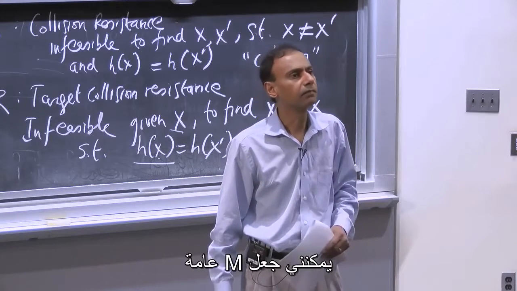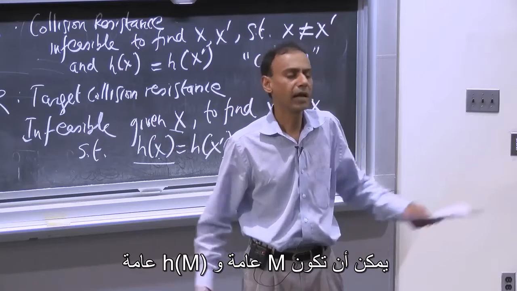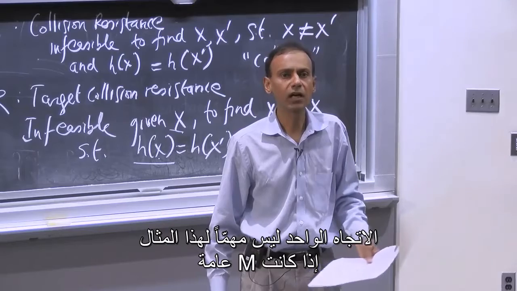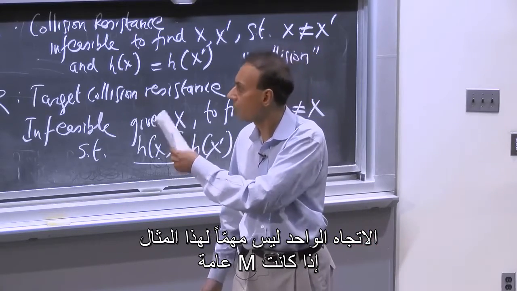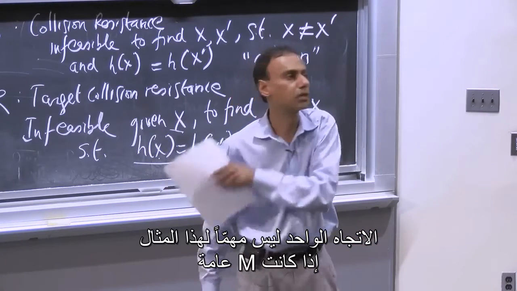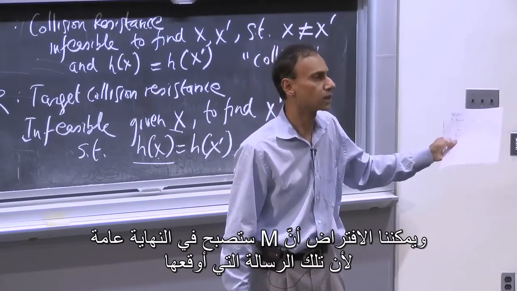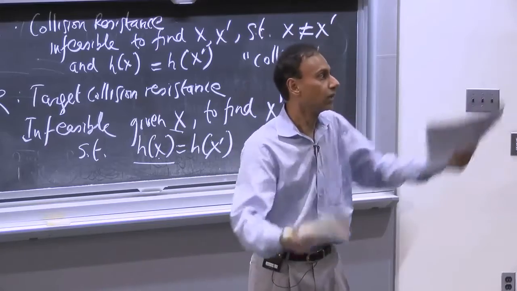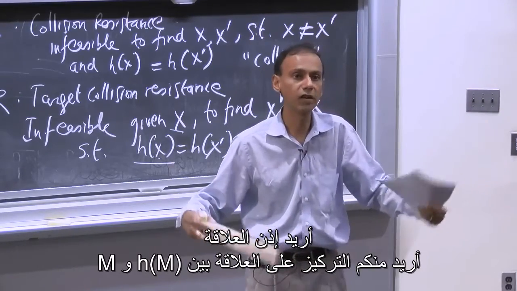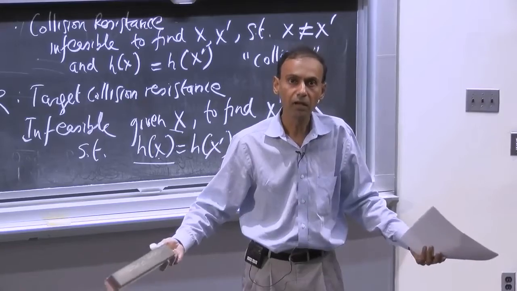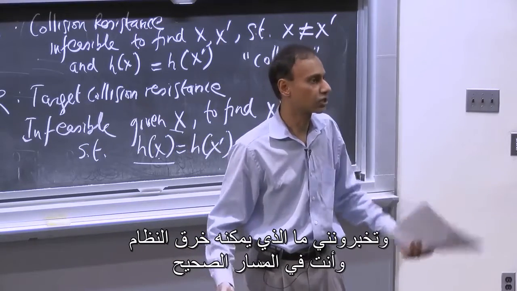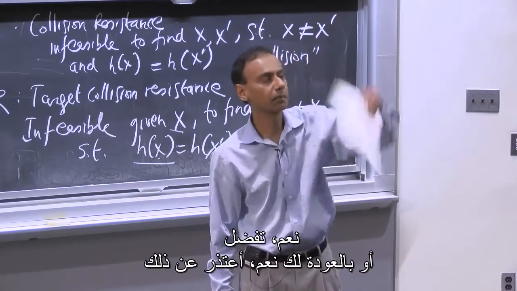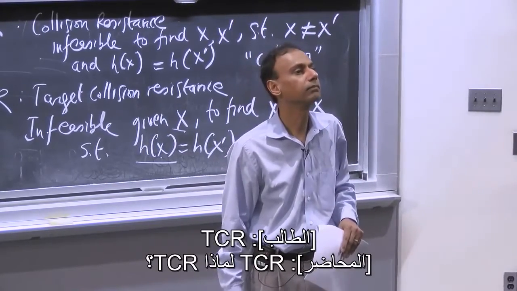I can make M public. M can be public, and H of M is public. So one-wayness is not interesting for this example if M is public, and we can assume that M eventually gets public because that's the message I'm signing, right? I can also put M out. So I want you to focus on the relationship between M and H of M, and tell me what would break this system. And you're on the right track. Yeah, go ahead. Or way back there. Yeah, sorry about that.